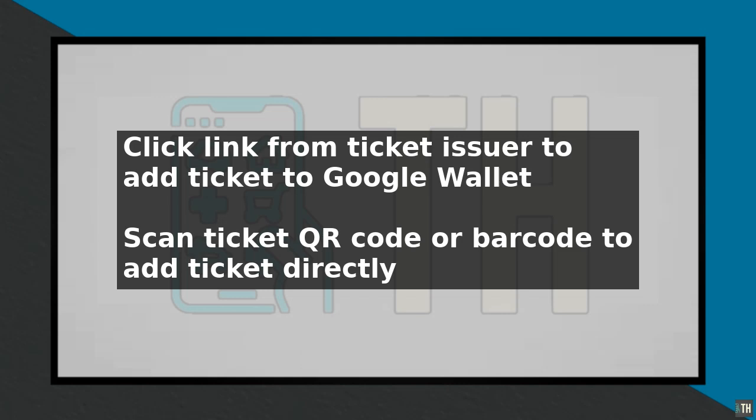You can also add tickets directly from the Google Wallet app by scanning a ticket QR code or barcode. To do this, open the Google Wallet app and tap the plus icon in the top right corner, then select Scan Ticket Code and point your camera at the QR code or barcode on your ticket.